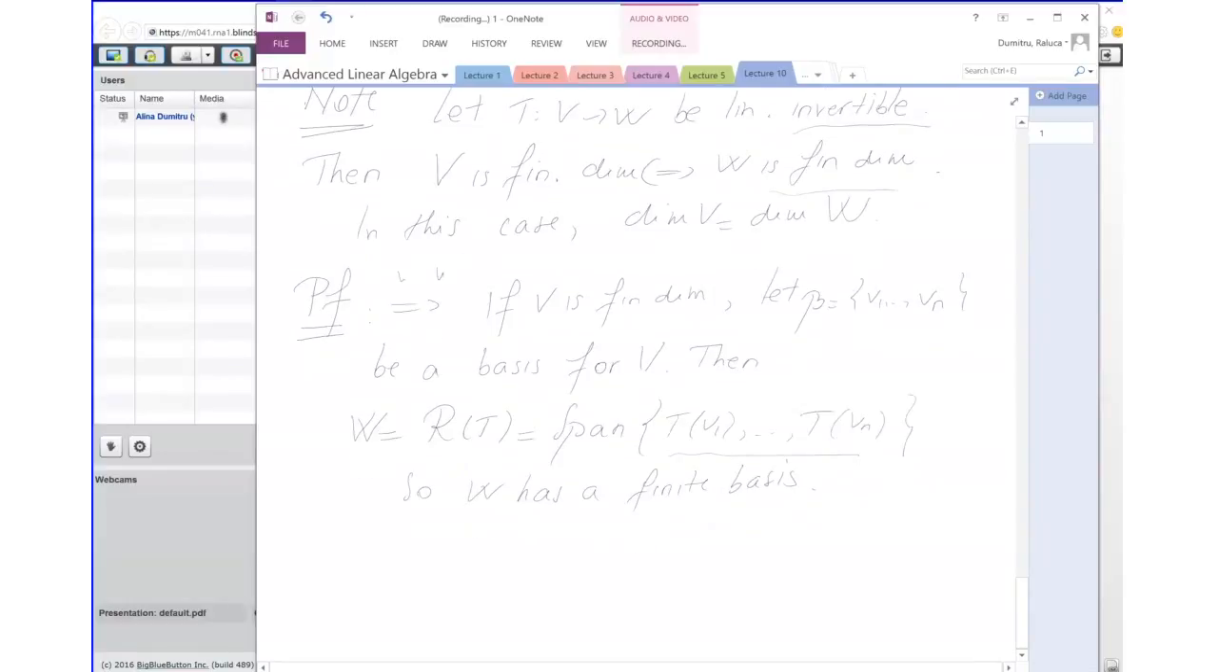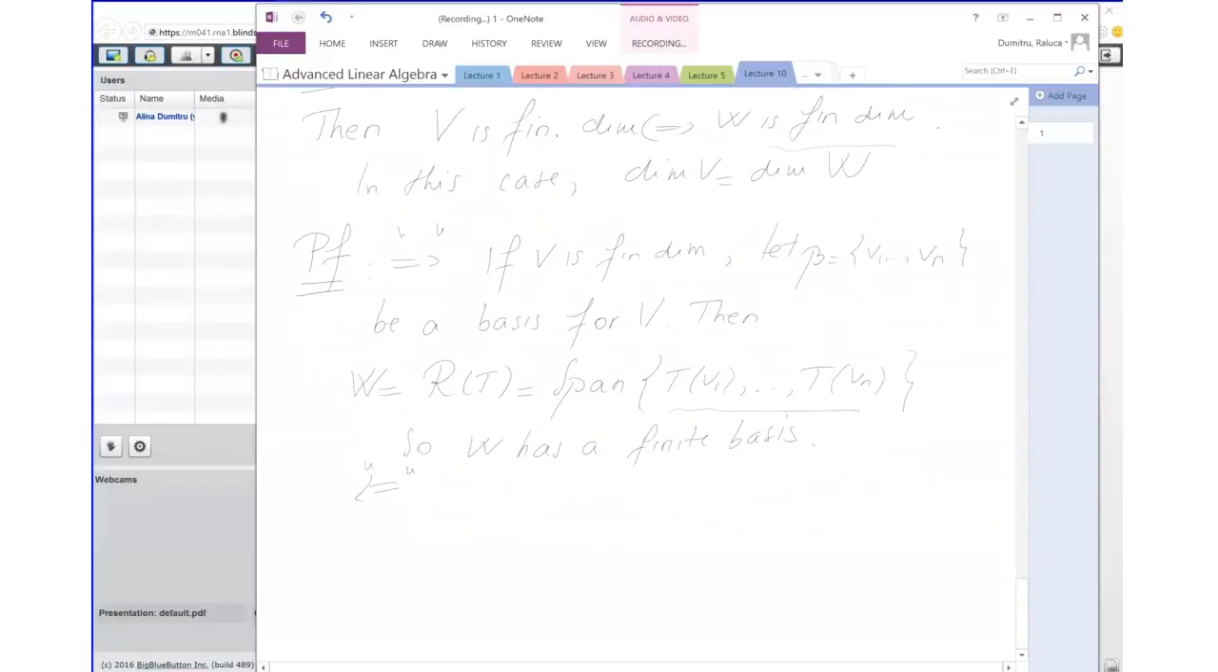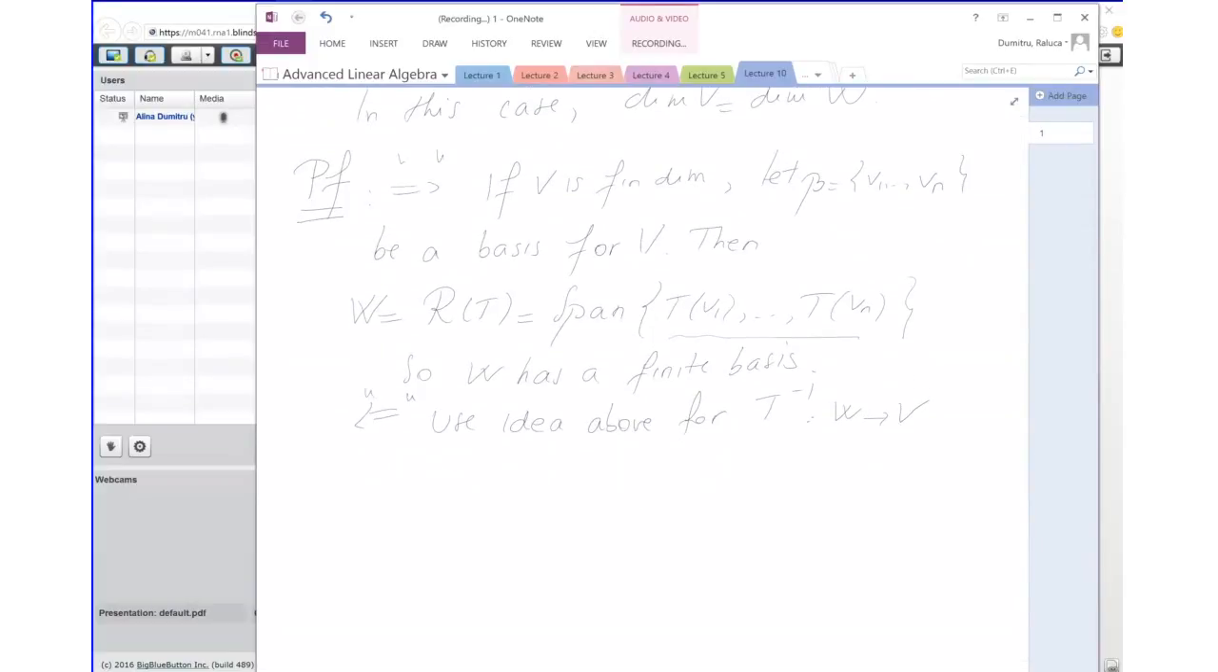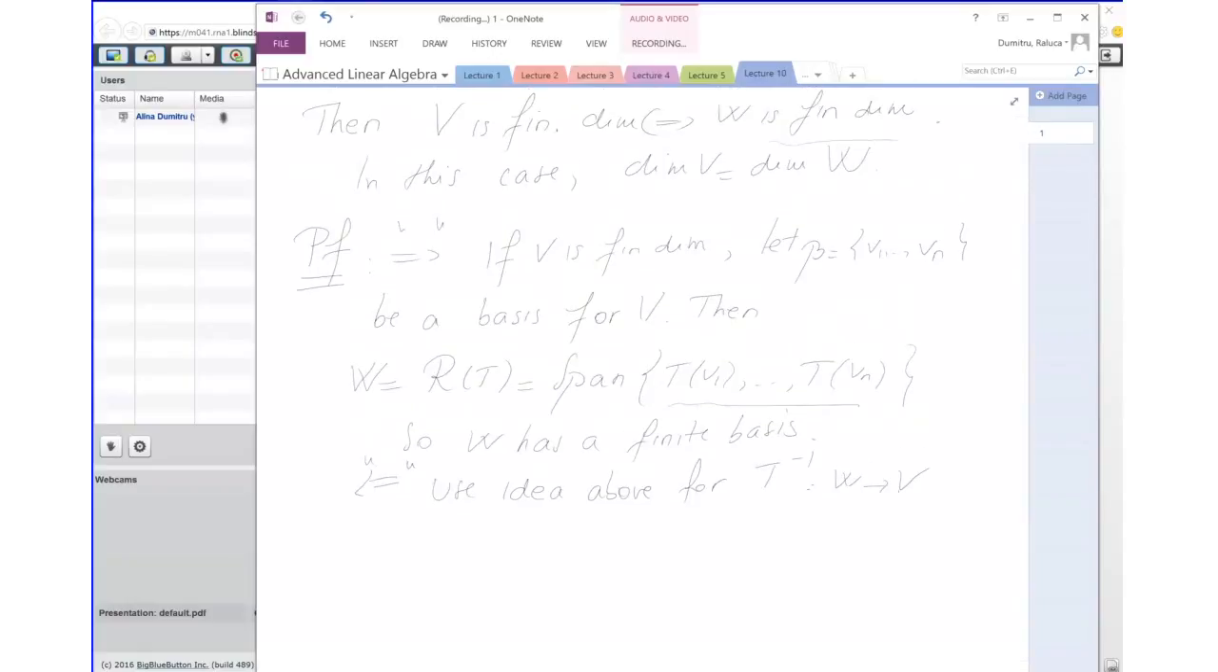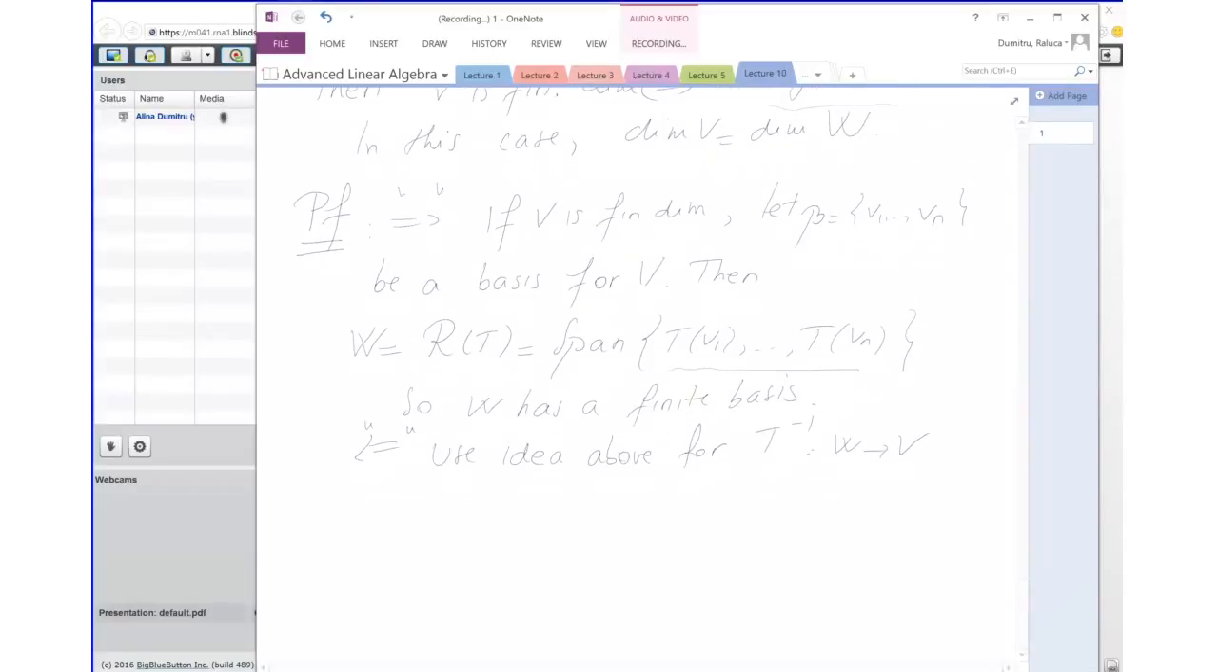If I want to go backwards, I'm not going to rewrite everything, but I'll go with T inverse and exactly the same idea. I'm going to use the linear transformation T inverse from W to V and say that W has a finite basis, W1 through Wm, let's say. Move everything over with T inverse and get the range as a span, and V will have a finite basis. So that's the first part. So if the dimensions are finite, then dimension of V has to equal dimension of W. So let's see that.